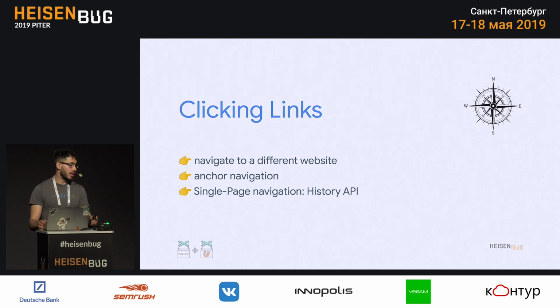For example, when I navigate to a different website, this is the very first and simple navigation that has been around since the early days of the internet. Now, there is another type of navigation when I click a link and the page scrolls to a different location. And this is called anchor navigation. Finally, in the modern world, there are single-page navigations. So there is a chunk of JavaScript that handles your clicks, and they use the history API to push different URLs.